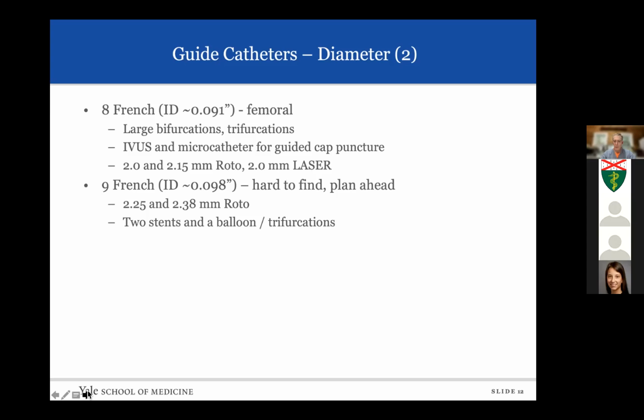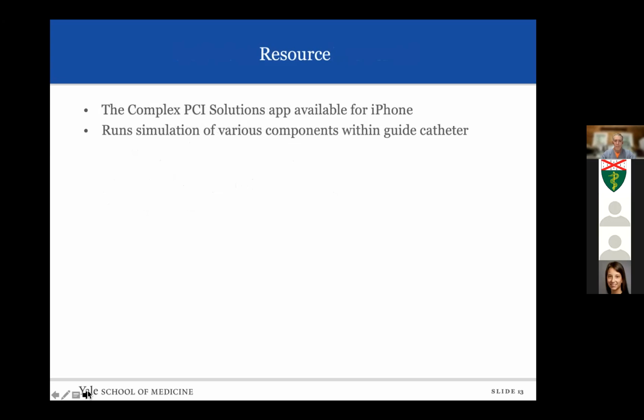So, Complex PCI Solutions is the name of an app for the iPhone, which is actually pretty interesting. These people in, I believe it's Italy, took the time to size all of the gear going through the guides and see what fits and what won't fit. So you can run simulations if you want to know if an IVUS and a microcatheter will fit, which microcatheter, 2 microcatheters. So it's a good resource.